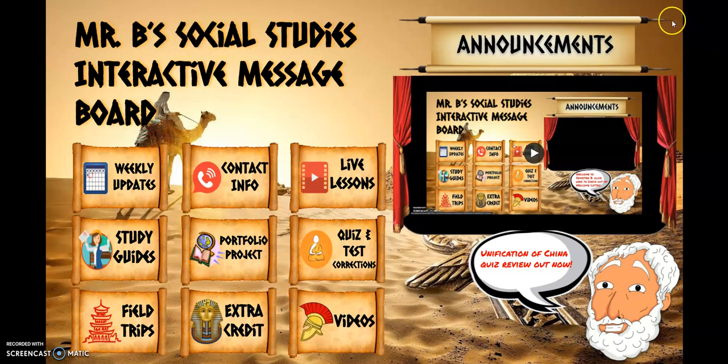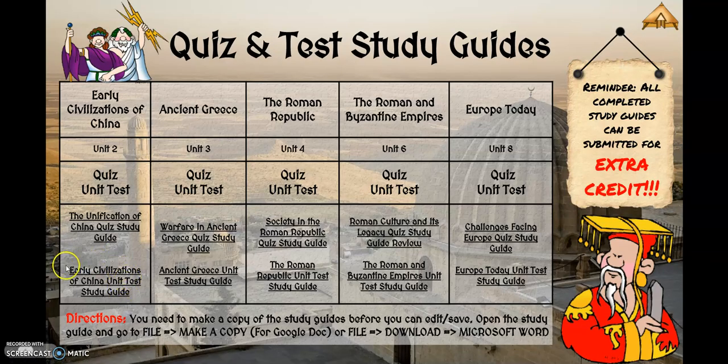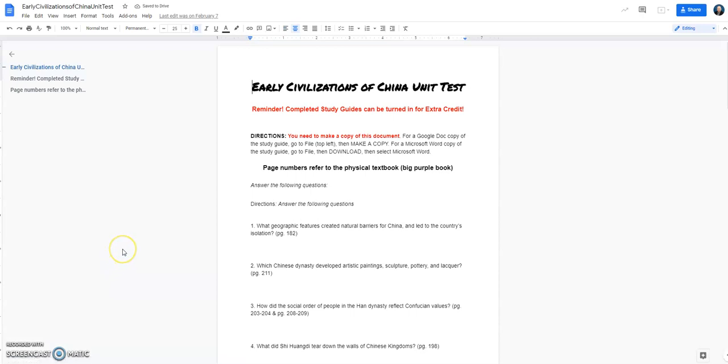We're going to start at the message board, and we're going to go to the Study Guides button right here. And then we're going to go to the Early Civilizations of China Unit Test Study Guide right here at the bottom. Click on that. This is going to open up the study guide. Of course, this is my copy. You need to make a copy for yourself.